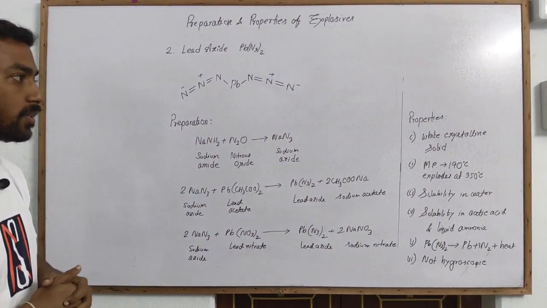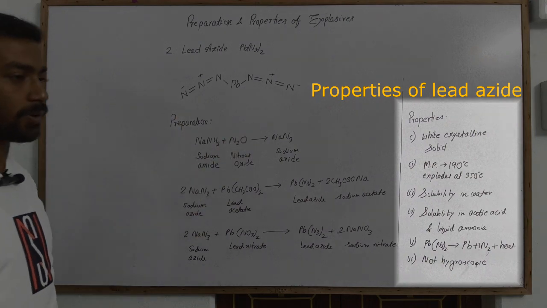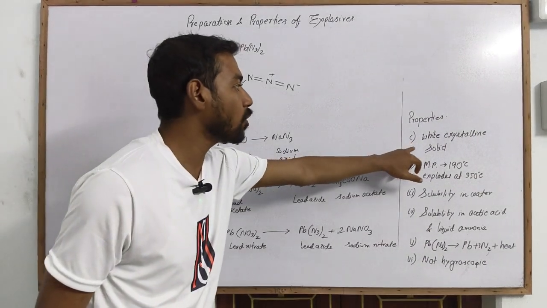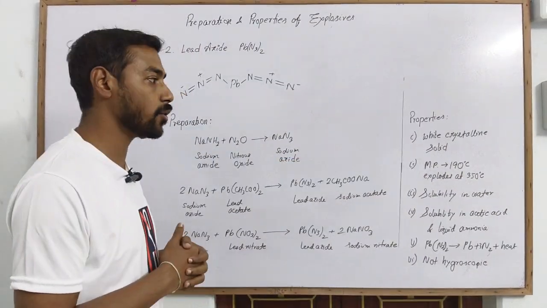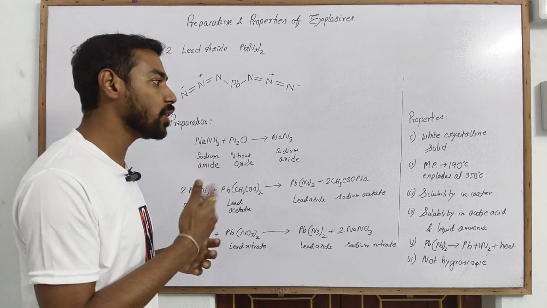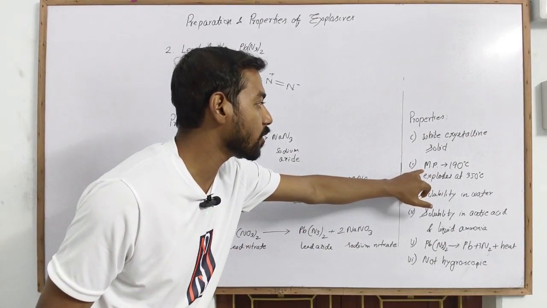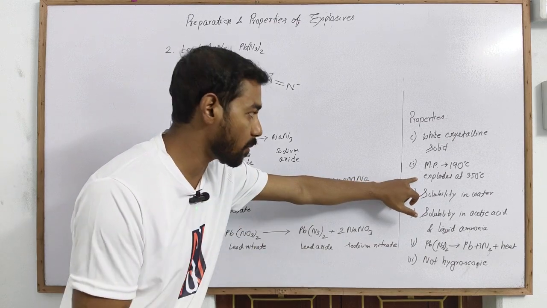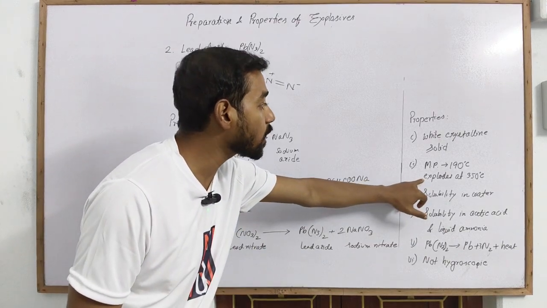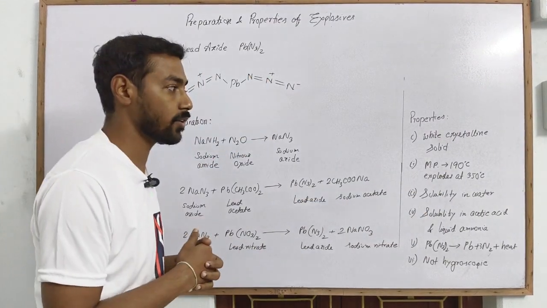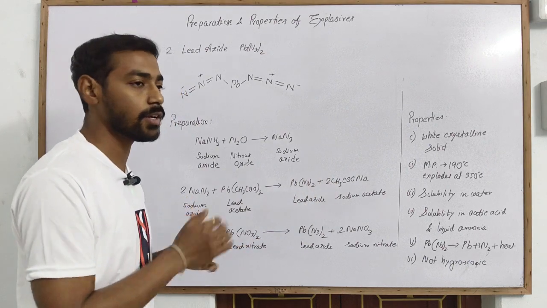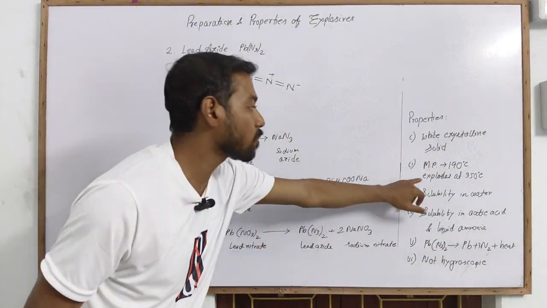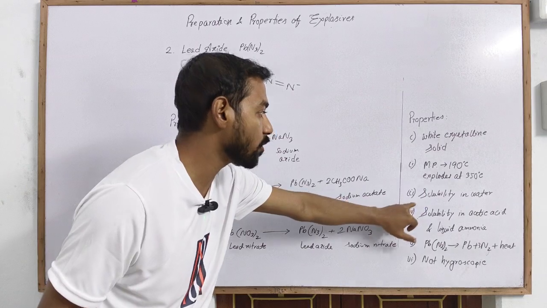This is comparatively easier. Now coming to the properties. Lead azide is a white crystalline solid at room temperature. It generally melts at 190 degrees centigrade, but it is comparatively stable, and then explodes at 350 degrees centigrade.